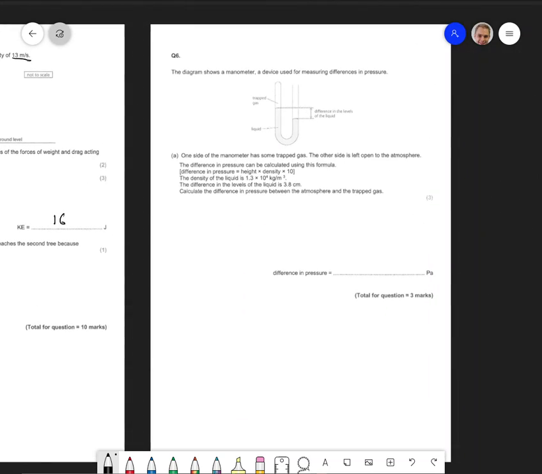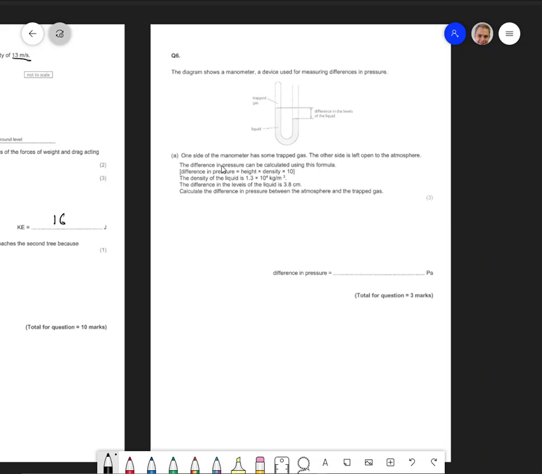Yes, we are. Okay, so the manometer, the device used for measuring differences in pressure. This is an interesting sort of thing. You've got an open tube here and a closed tube here. The greater the air pressure in your room, the more force it exerts on this liquid to push it around. So the height of this tells you what the air pressure is.